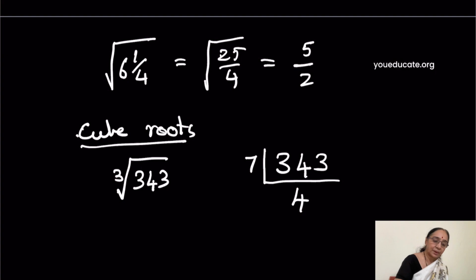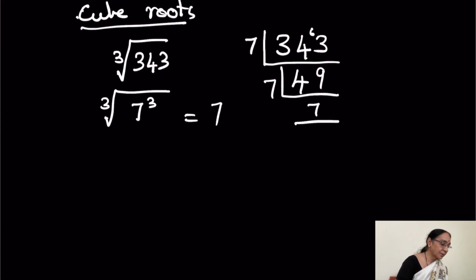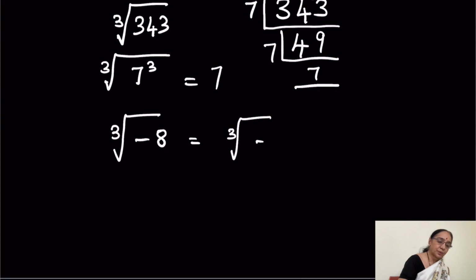7 4s are 28 and 7 9s are 63. Once again divide by 7. So you can see that 343 can be expressed as 7 cubed. And the cube root of 7 cubed is 7. Now what is the cube root of negative 8? This is the cube root of minus 2, the whole cubed, and hence the cube root is minus 2.